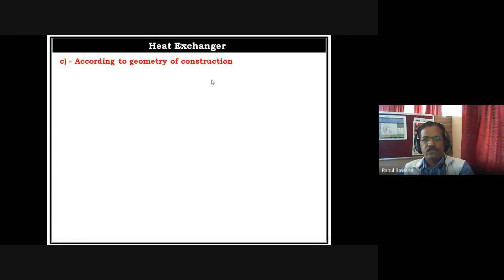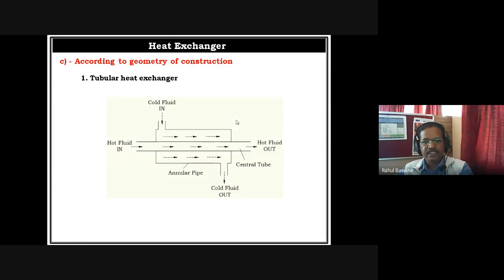Now, according to the geometry, next category: geometry. So tubular heat exchanger. Tubular means tube in a tube. Such kind, there is parallel flow or counter flow heat exchanger. Tube in a tube, so there will be inner tube flow as well as annular space flow.